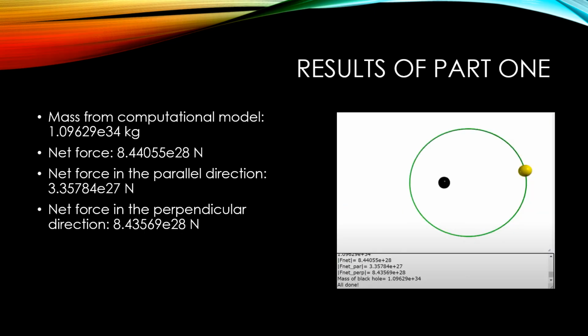Results from part 1. So the mass from the computational model was 1.09629 times 10 to the 34 kilograms. The net force was 8.44055 times 10 to the 28 newtons. The net force in the parallel direction was 3.35784 times 10 to the 27 newtons, and the net force in the perpendicular direction was 8.43569 times 10 to the 28 newtons. And you can see on the right what the model looks like.